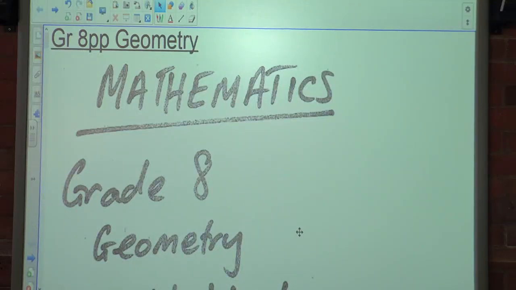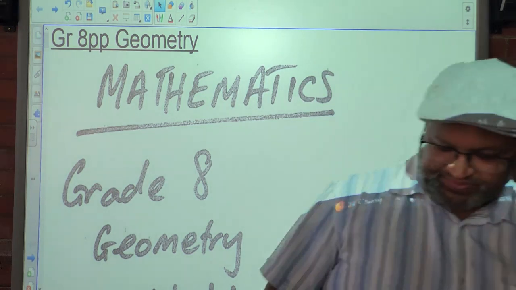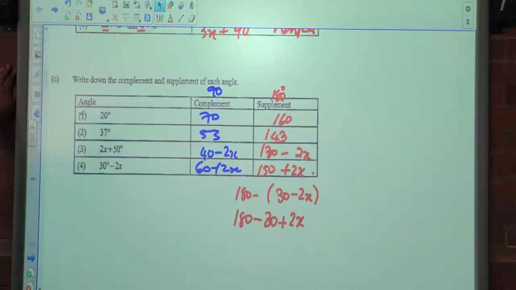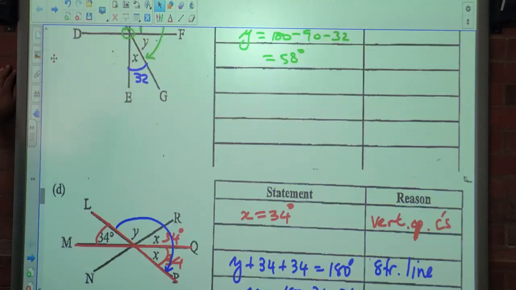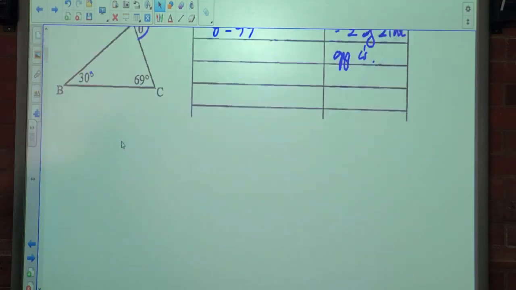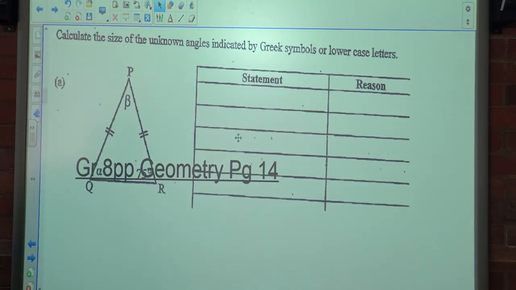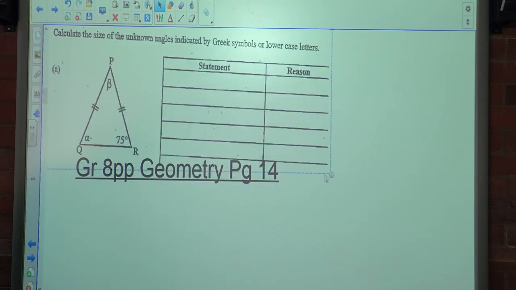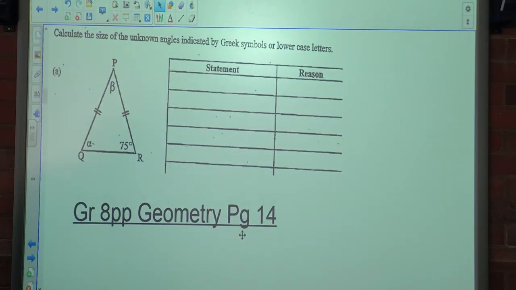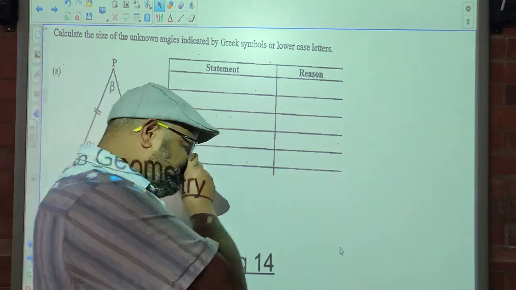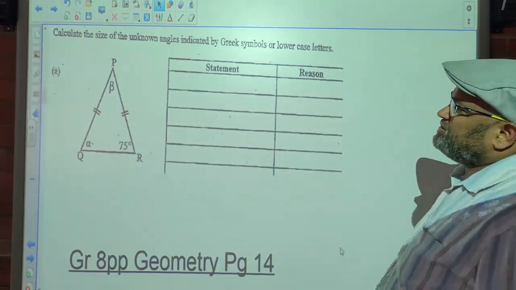So today we're doing geometry. You're on page 14. At this point, we have done the explanation of it, and you have done it for homework already, not so? So let's just answer these questions.